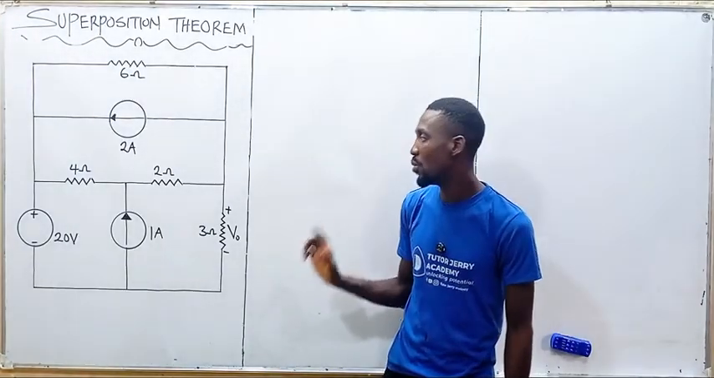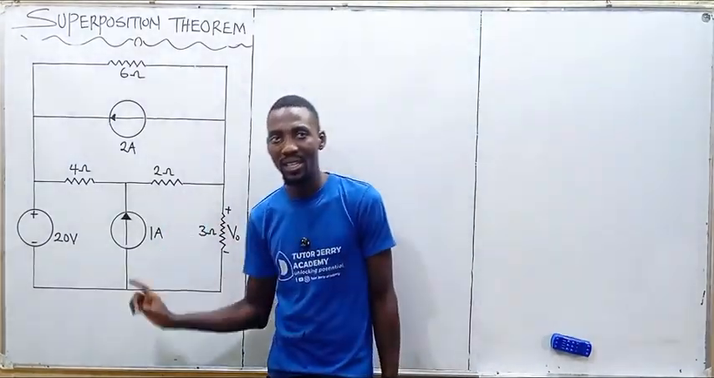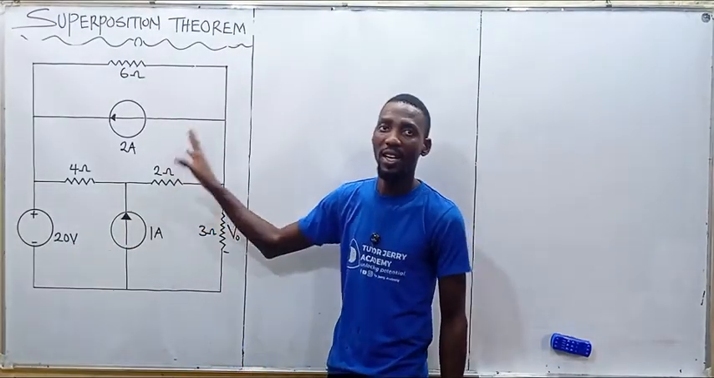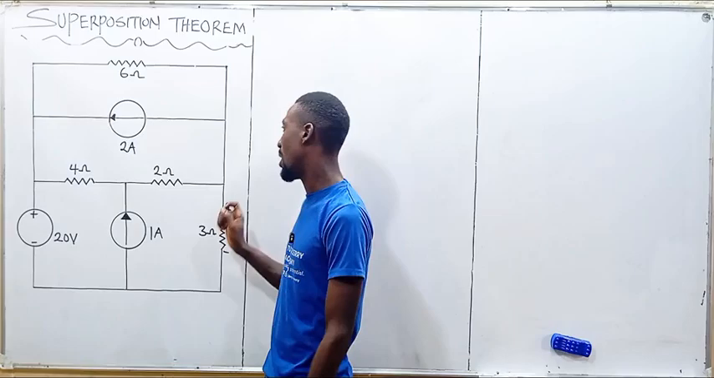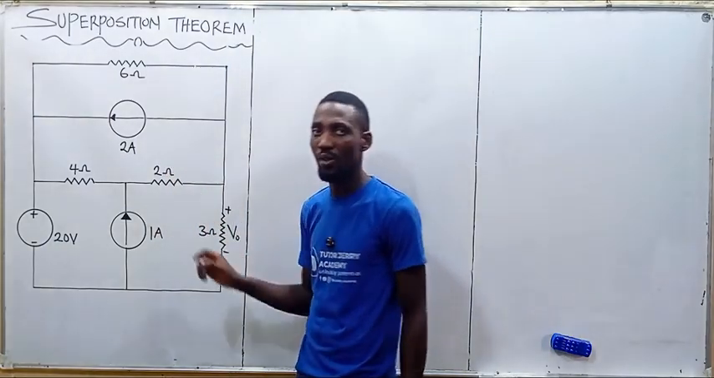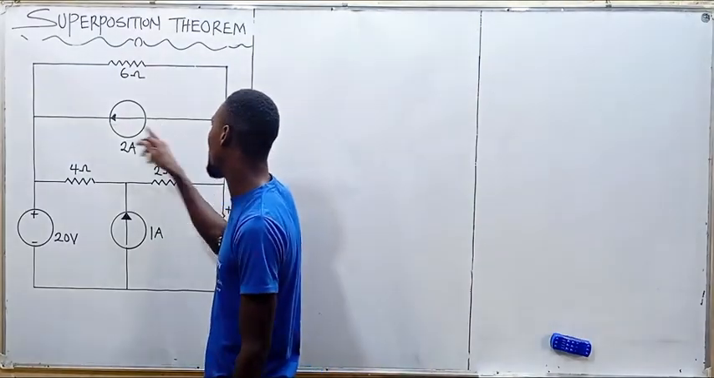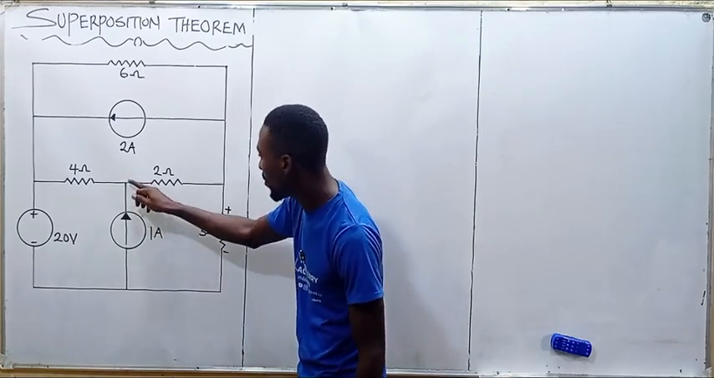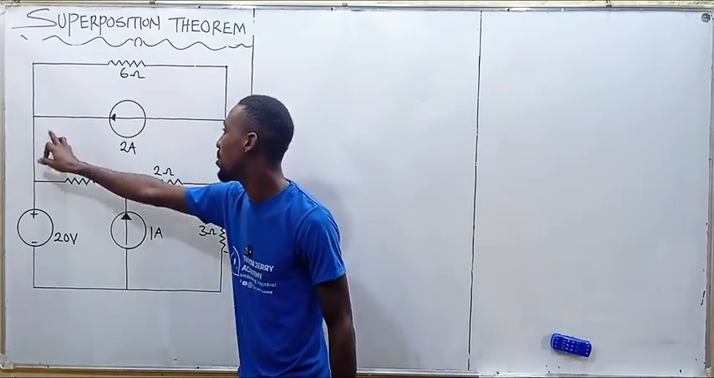The first thing we are going to do is to consider each source separately, right? So we are going to consider 20 volts while we switch off the other two sources. I hope you understand. You are going to note that if we are switching off our current source, we are going to open circuit, right? I'm going to open the circuit here. So if we open this part, this wire becomes useless. If we open this part, this wire becomes useless.